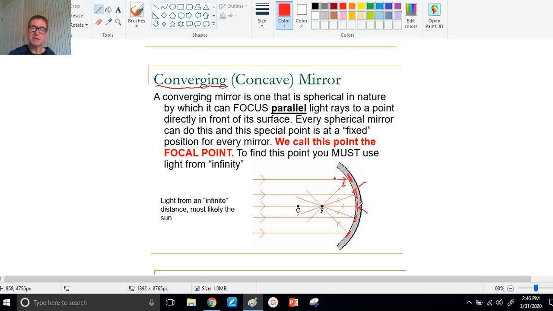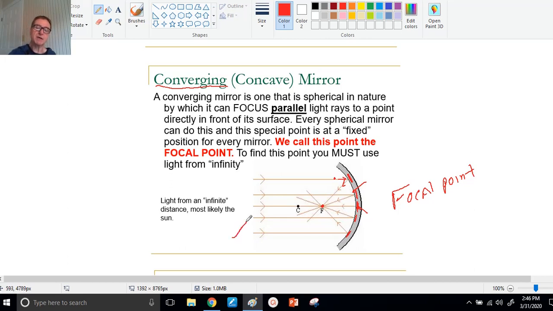Now this ray of light in the center here is coming in perpendicular, so it's just going to bounce back on itself. But if you notice, all the rays of light that are coming in get reflected to a point that is in front of the mirror. And this point is called the focal point. It is where all of the rays of light come to a focus, okay?